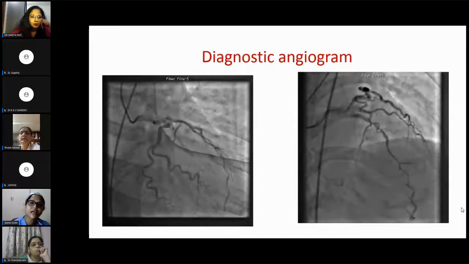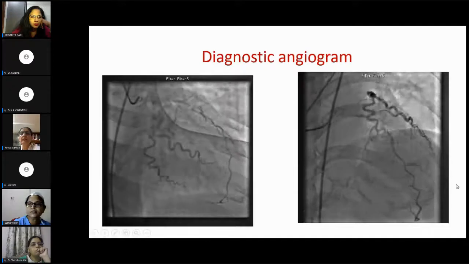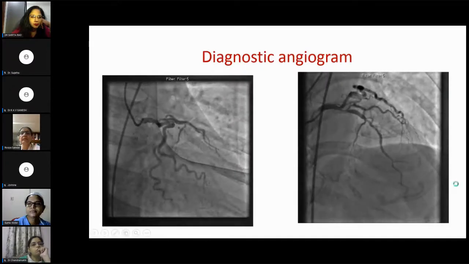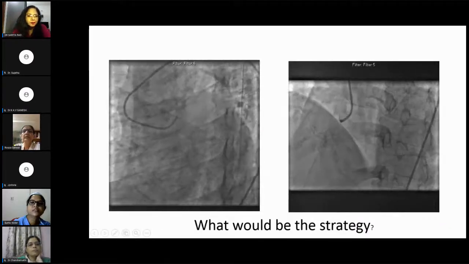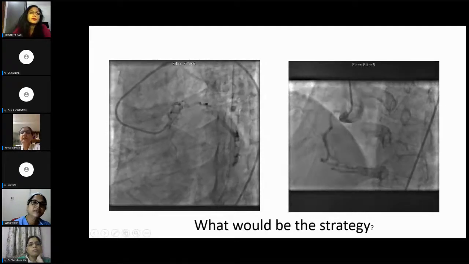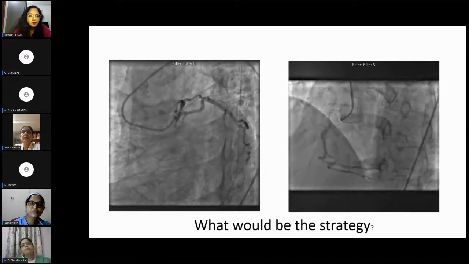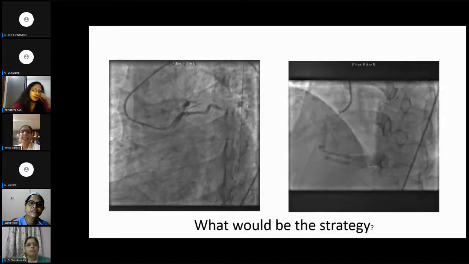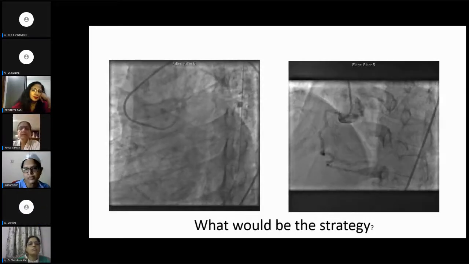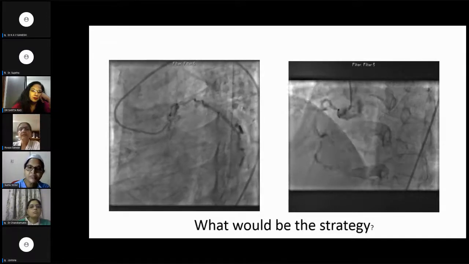And this is the coronary angiogram. You can see there is a tight ostial LAD lesion. The right seems to be okay. I would just like to put forward a question to the panelists as to what would be the strategy in this patient, given this is an acute coronary syndrome, anterior wall MI, thrombolysed, and this is the lesion. So what would be the strategy?